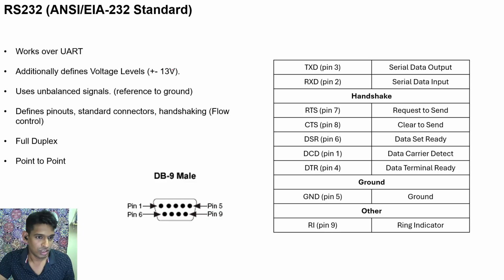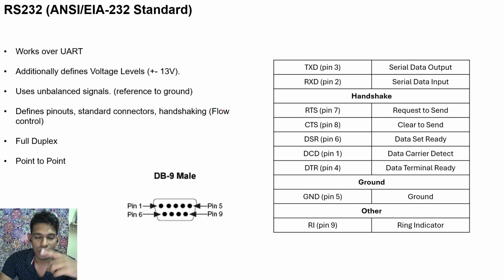UART defines how you send the bit: what a start bit is, what a stop bit is, the data, the length of the data. All that is defined by the UART. Then the voltage level is defined by RS-232, and the number of channels, or how the cabling is done, is also defined by RS-232. You can see the pinout of an RS-232 connector. This is a DB9 connector, having 9 pins. RS-232 defines the use of each pin, the pinout, the type of connector, which is DB9, and it defines the handshaking or flow control.